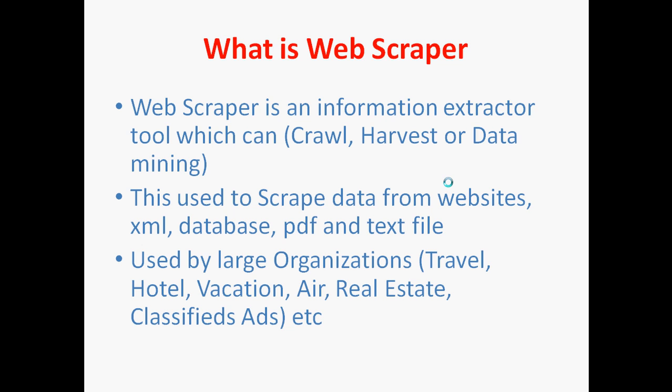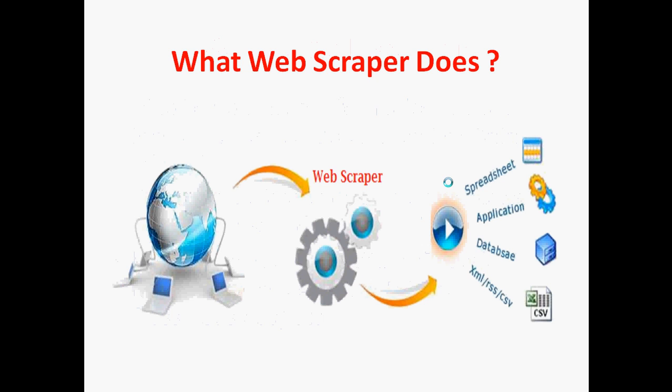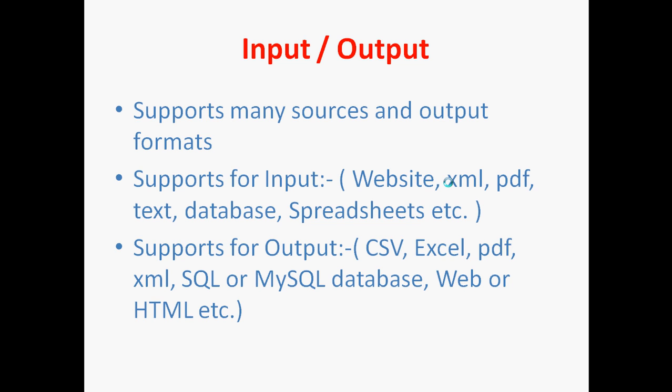PDF, XML. This is used by large organizations, travel, hotel, vacations, classified ads, real estate and other businesses. What does a web scraper do? It scrapes data from websites in different formats: spreadsheet, application, database, XML, RSS and CSV, etc. What are the input and output? Many source and output formats: website, XML, PDF, text, database, spreadsheet, SQL database, MySQL database.